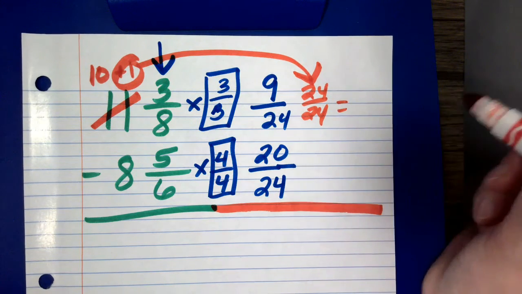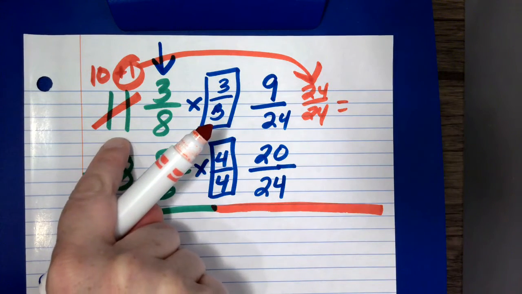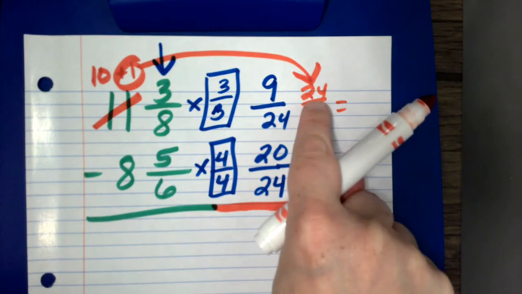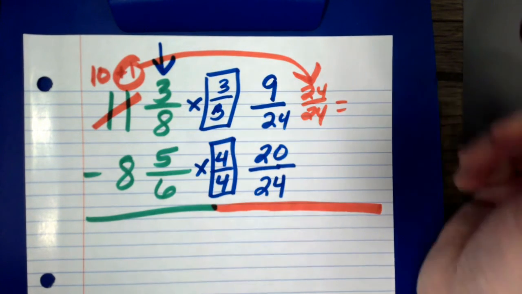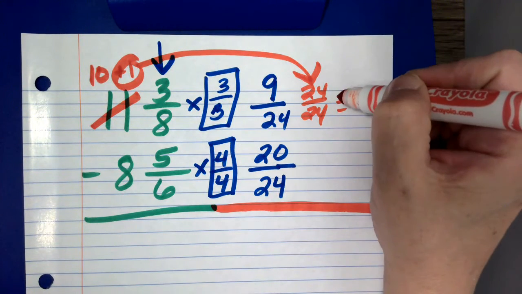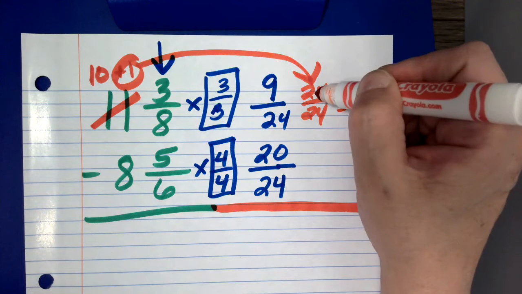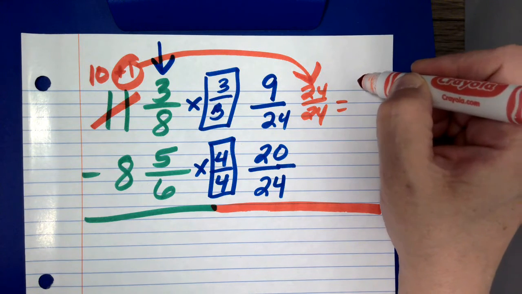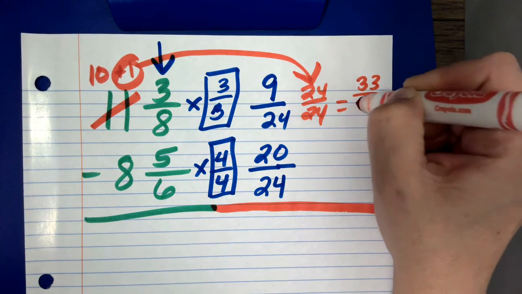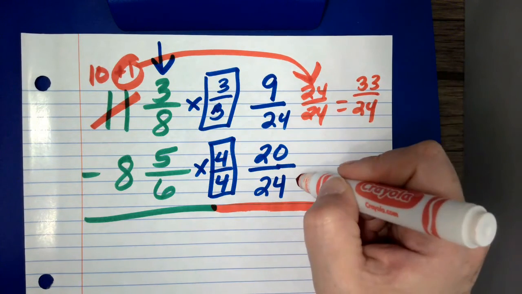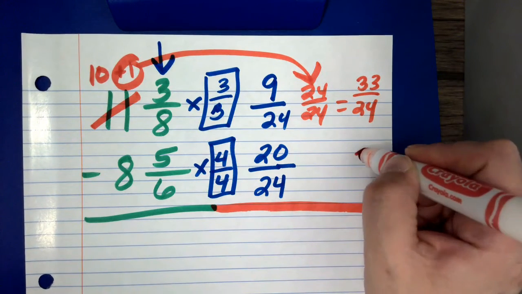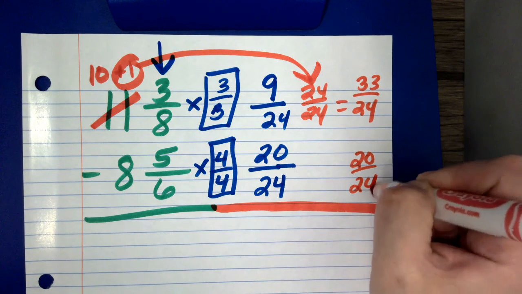So my total, when I borrow or ungroup the 11, this becomes 24 plus 9. So 24 plus 10 would be 34, or subtract 1 would be 33. And we don't have to do anything to this number. It remains the same, 20/24.